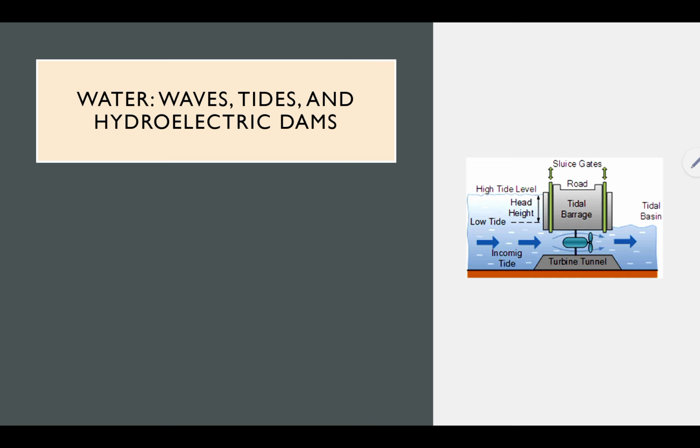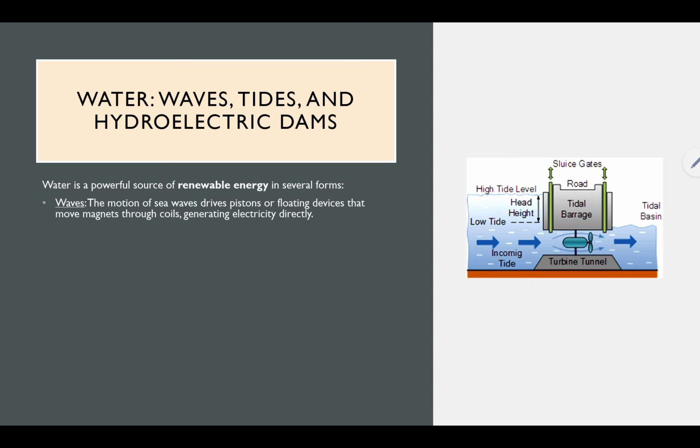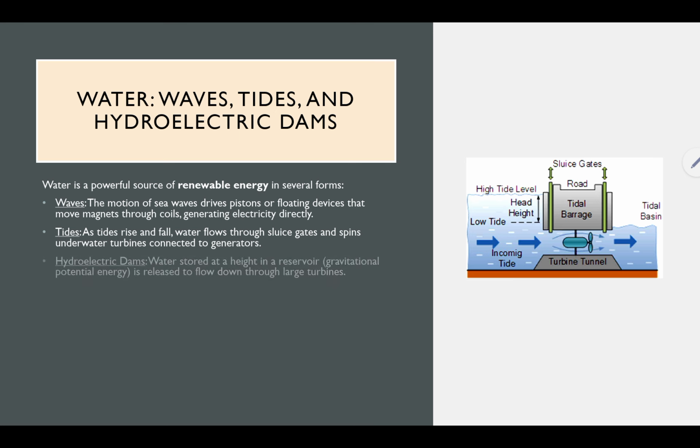Water. We have three kinds of water sources that we use for energy: waves, tides, and hydroelectric dams. Water is a powerful source of renewable energy. For waves, the motion of sea waves drives pistons or floating devices that move magnets through coils, generating electricity directly. Tides: as tides rise and fall, water flows through sluice gates and spins underwater turbines connected to generators. So for tides, we need the turbines and generators.